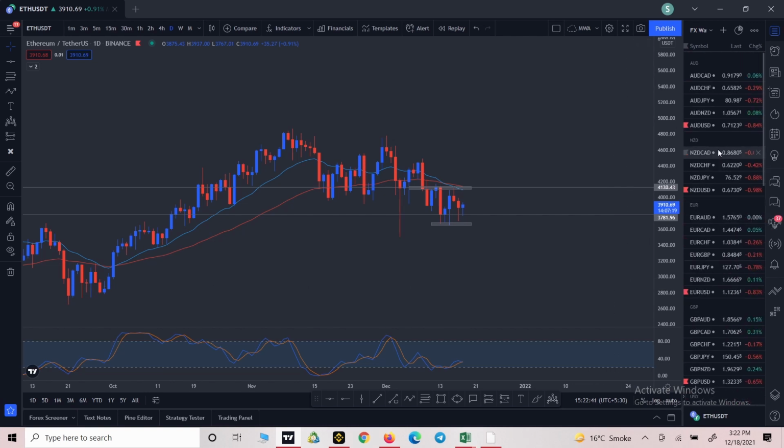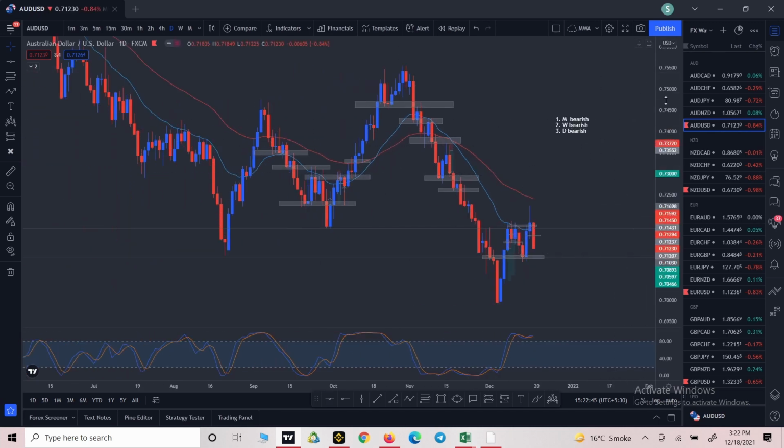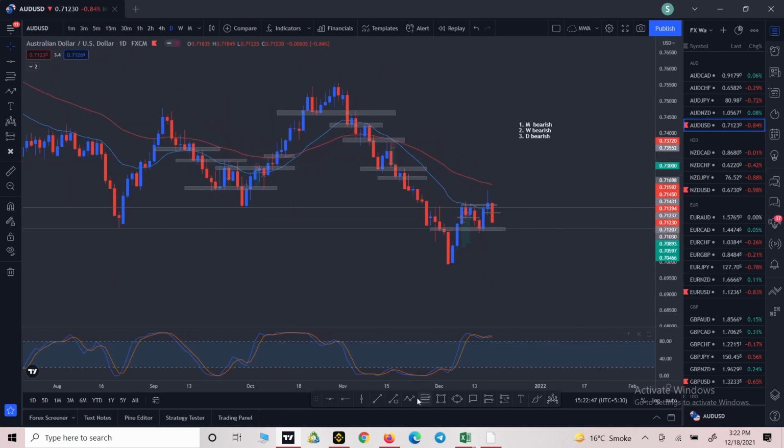First of all, we are going to start with the AUDUSD. Now, as you can see, the market looks bearish. So we will start from here. It's a low, lower high, lower low, lower high, lower low, and so on, continuously making lower lows and lower highs.